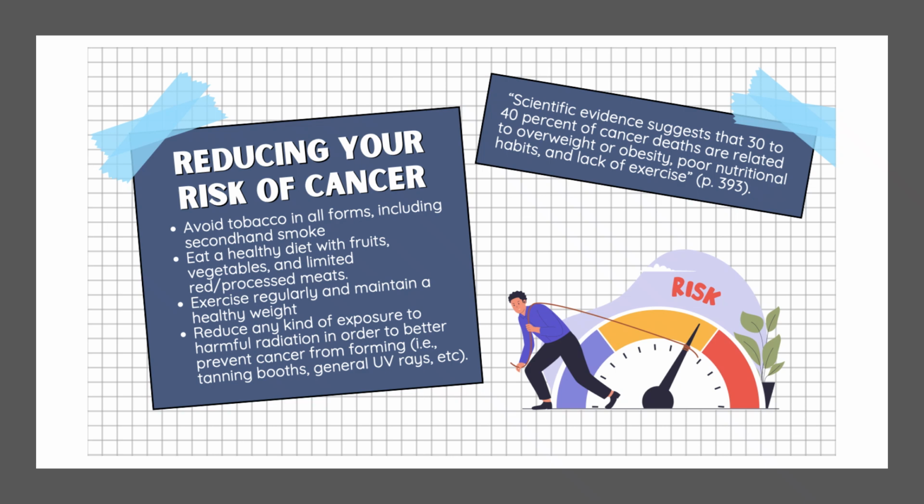Now we will move on to reducing your risk of cancer. Generally, as a whole, the best things you can do are to avoid tobacco in all forms, including secondhand smoke, kind of like I mentioned earlier. Eating a healthy diet with fruits, vegetables, and limited red processed meats. I also found in the textbook that it says scientific evidence suggests that 30 to 40% of cancer deaths are related to overweight, obesity, poor nutritional habits, and lack of exercise, which is found on page 393.